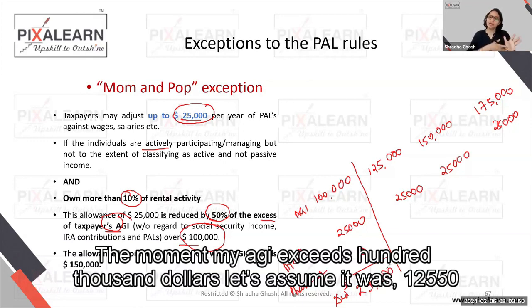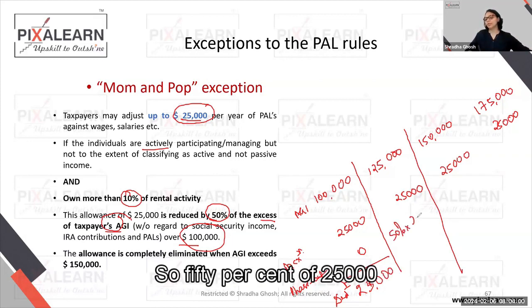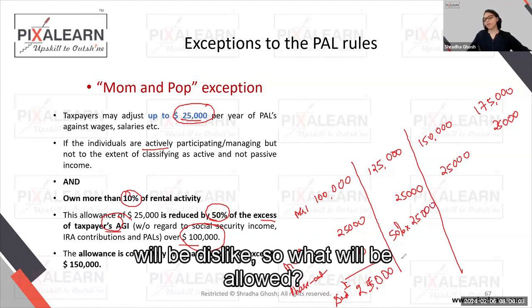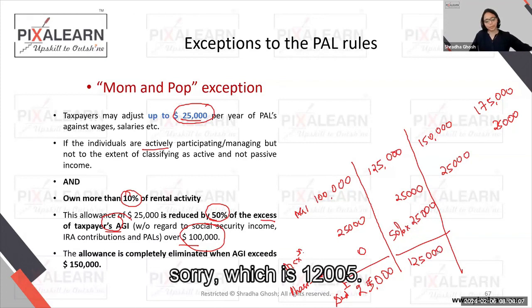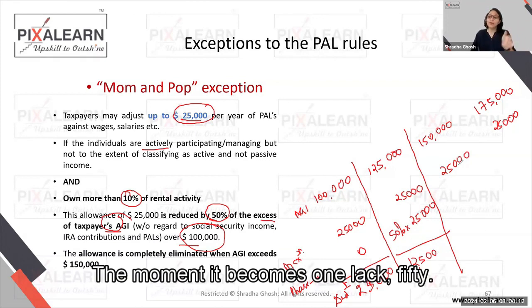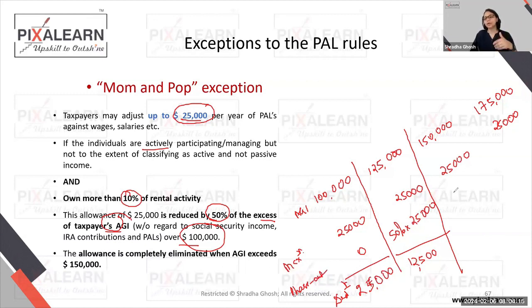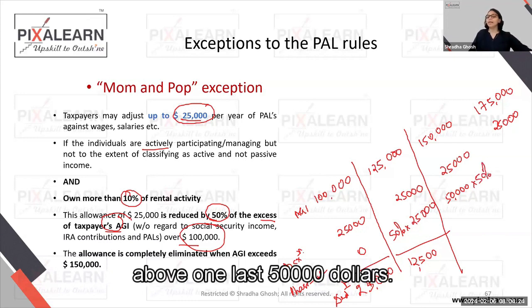The moment my AGI exceeds $100,000, let's assume it was $125,000, 50% of the excess will be disallowed. So 50% of the $25,000 will be disallowed. So what will be allowed? The balance 50%, which is $12,500. The moment it becomes $150,000, now what is the excess? The excess becomes $50,000. What is 50% of the excess above $100,000?